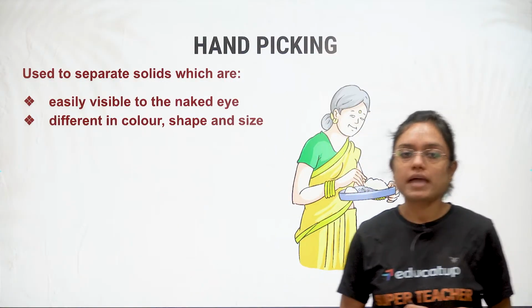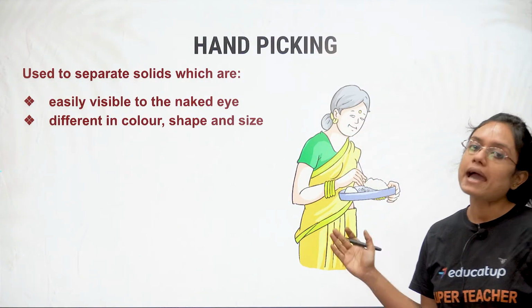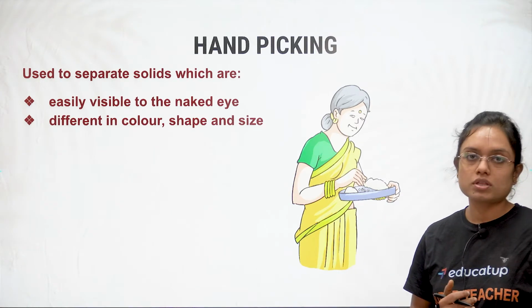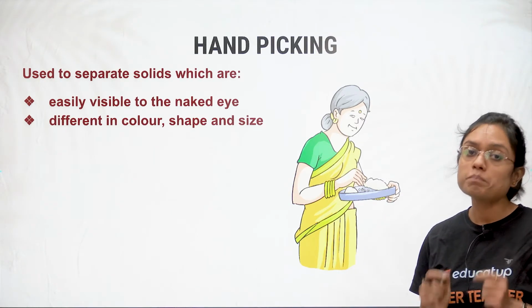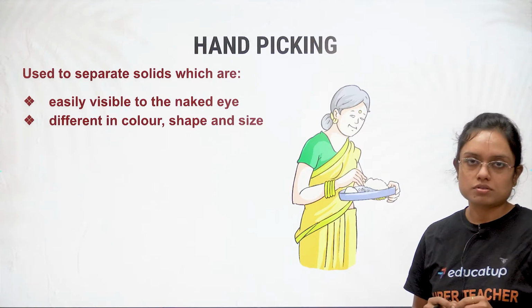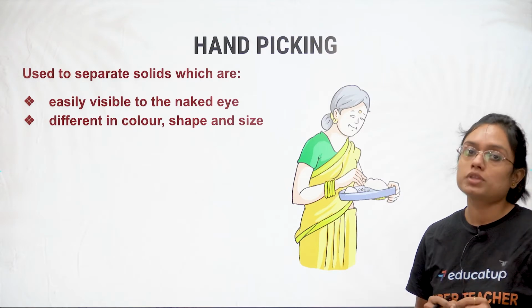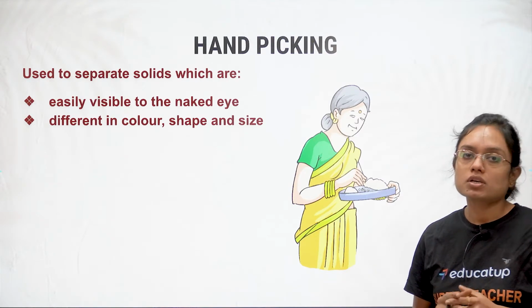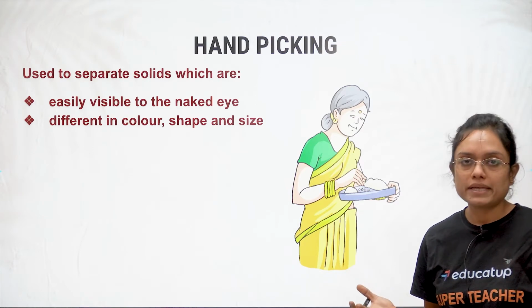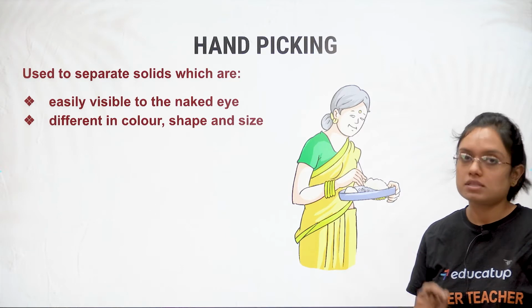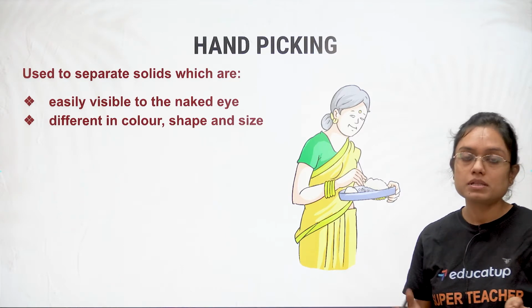The first method, as you can see on the screen, is hand picking. As the name suggests, and you can see an image also on the screen, it's a very common simple method used to separate solid in solid mixtures. That means when both the components of a mixture are in solid state. You just have to take the mixture in a saucer or in an open plate or in an open dish, and you can separate the particles very easily because they are easily visible.